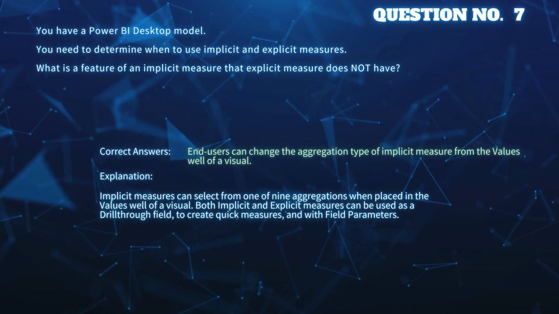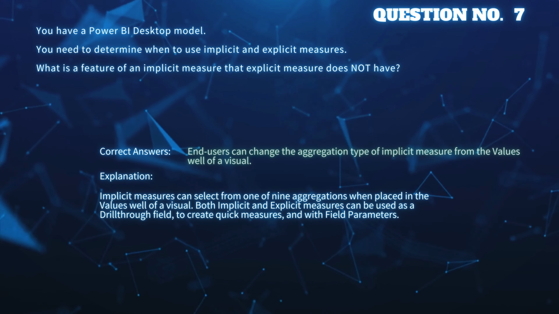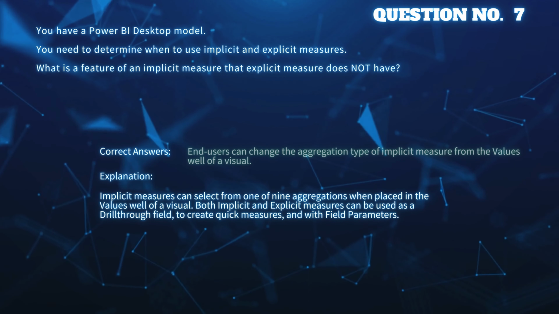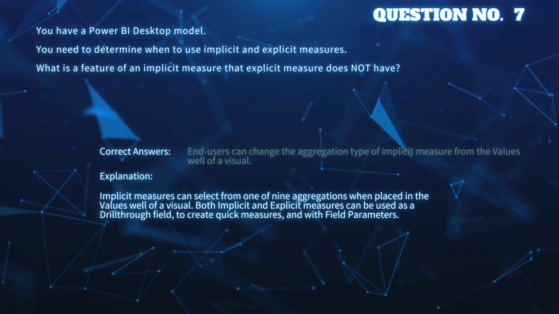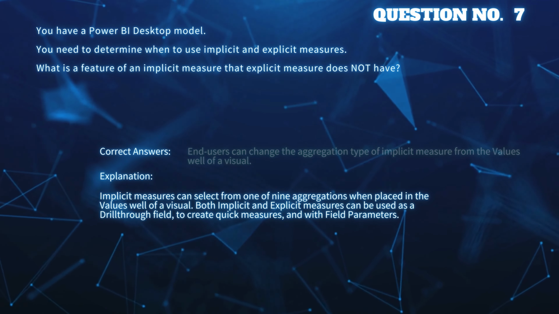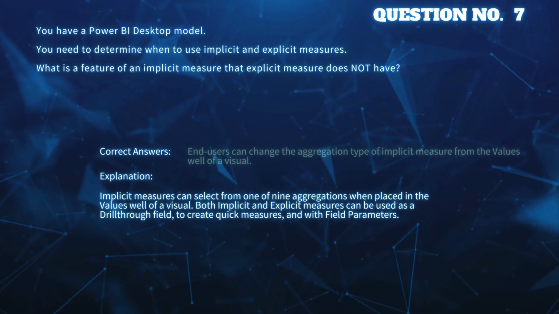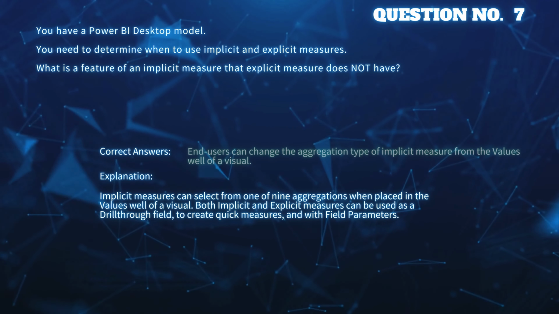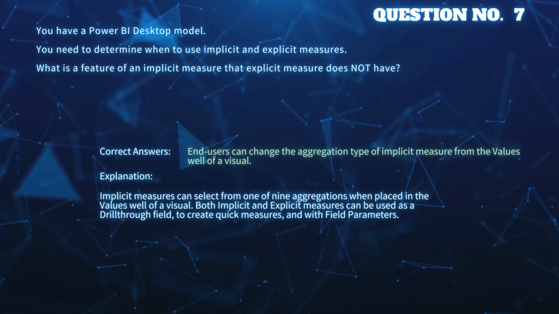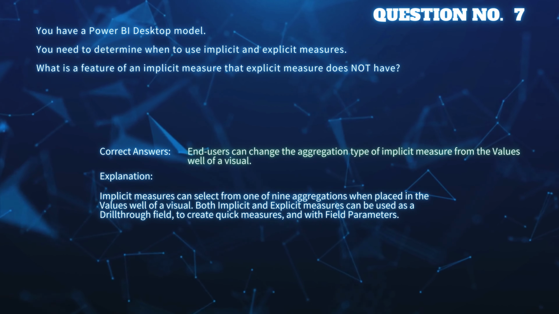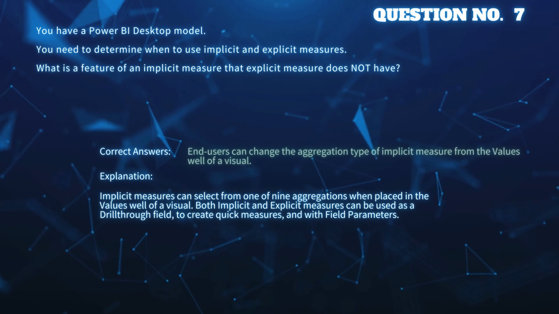Correct answers: end users can change the aggregation type of implicit measure from the values well of a visual. Explanation: implicit measures can select from one of 9 aggregations when placed in the values well of a visual. Both implicit and explicit measures can be used as a drill-through field, to create quick measures, and with field parameters.